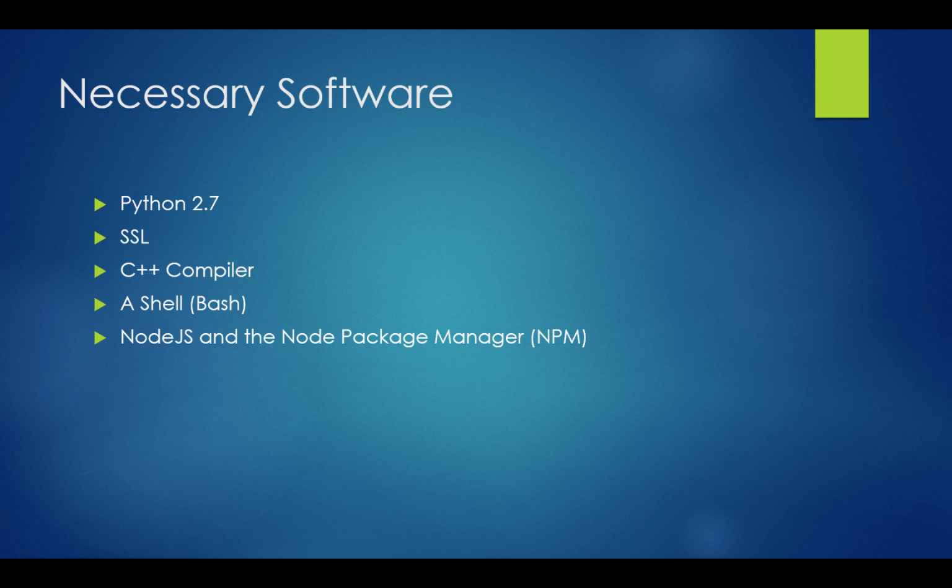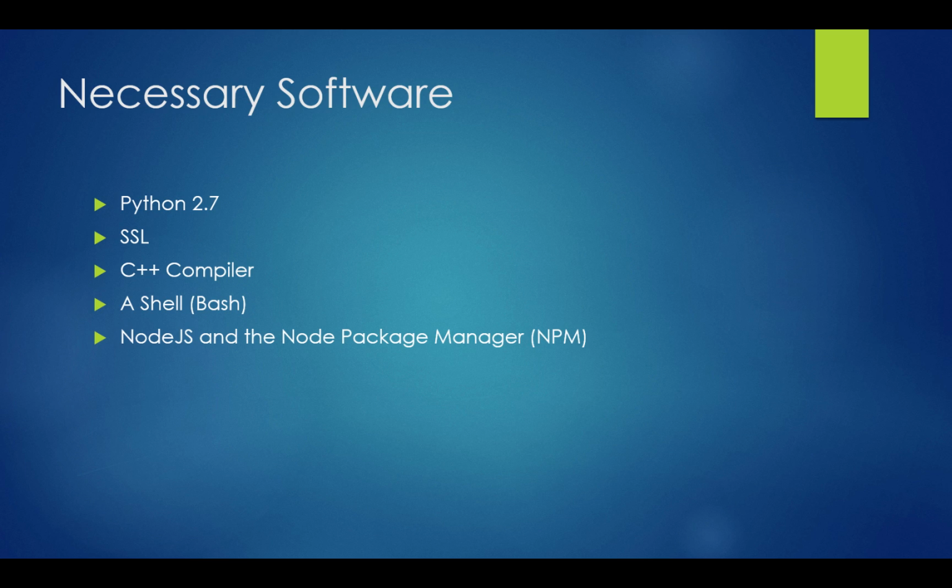Next is the necessary software. I want to quickly talk about this. It doesn't take long to download it. It's just for completion of this lecture that I want to introduce to you the software that you're going to need throughout this whole course. You should install Python, especially Python version 2.7 and not the later one, not the 3 one. Then you need SSL. On Windows, you have to download the SSL package, and I'll give you a link later. You should have a C++ compiler ready and a shell or a bash where you can type in your commands.